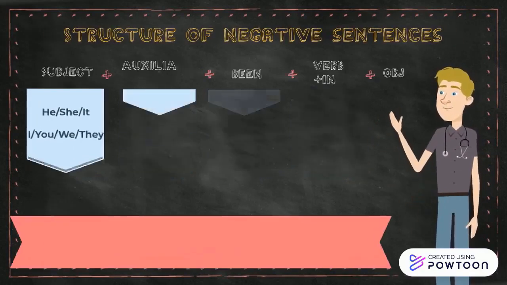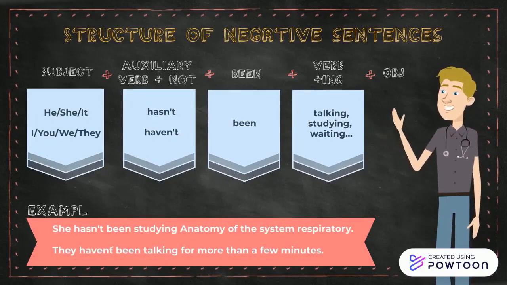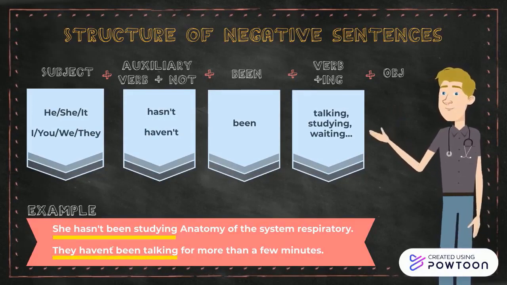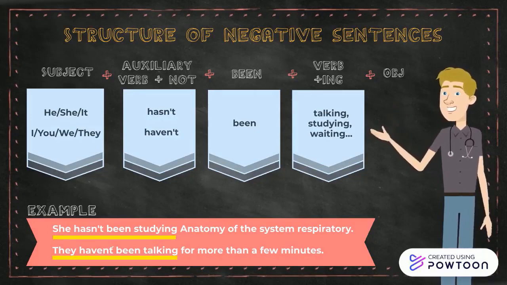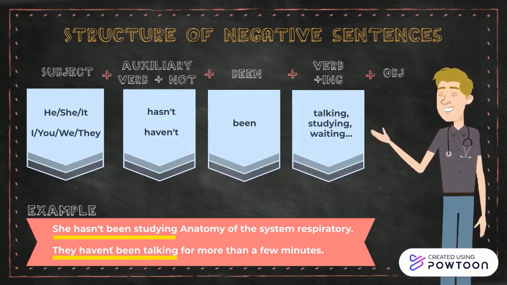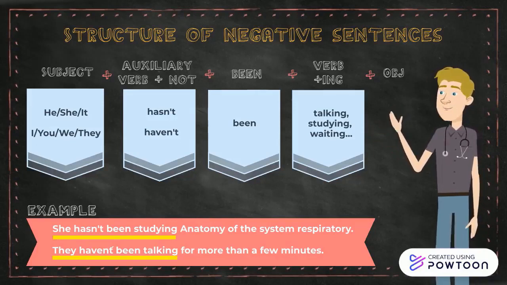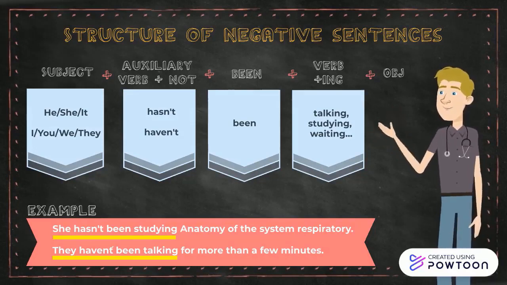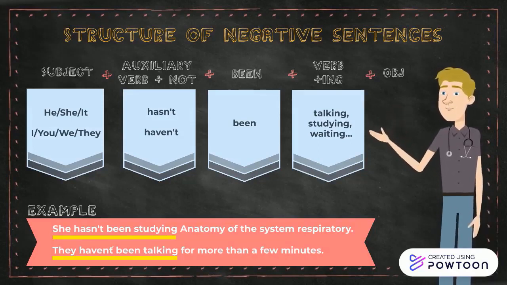Structure of negative sentences in the present perfect continuous tense. Subject plus auxiliary verb plus not plus been plus verb plus ing plus obj. Subject he, she, it with the auxiliary verb hasn't plus been. Subject you, we, they with the auxiliary verb haven't plus been, and the verb plus ing.